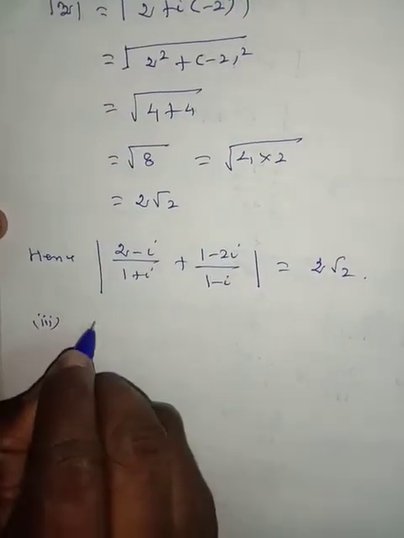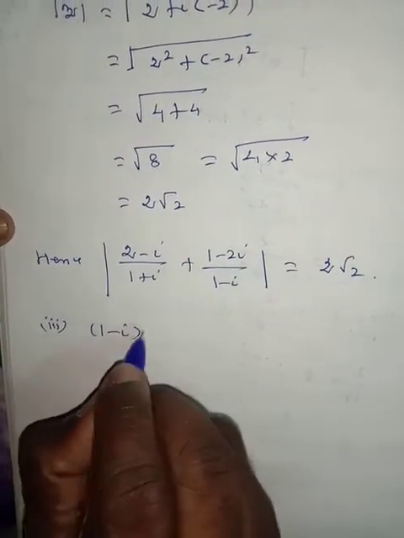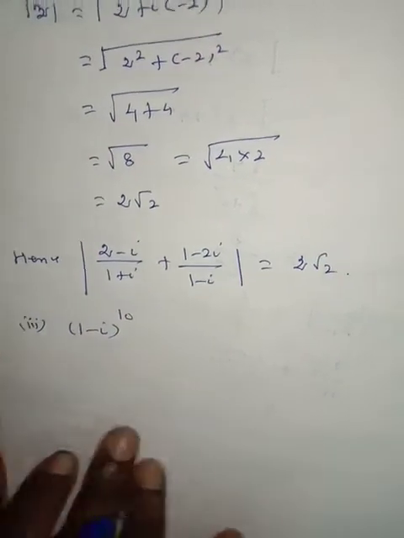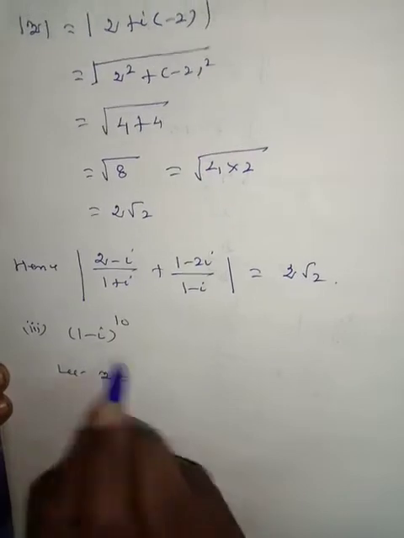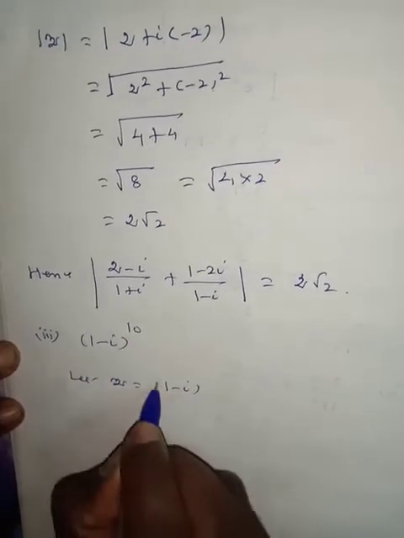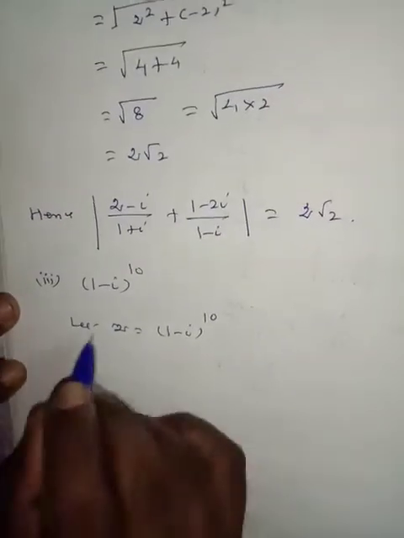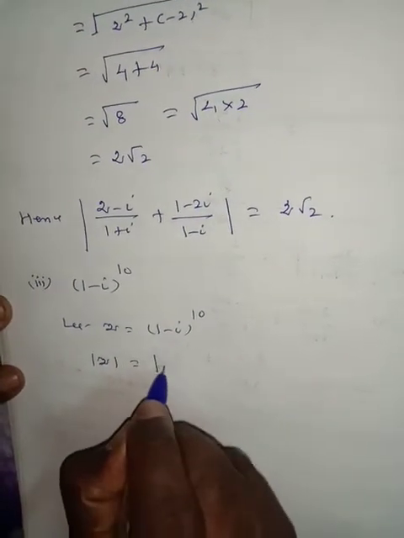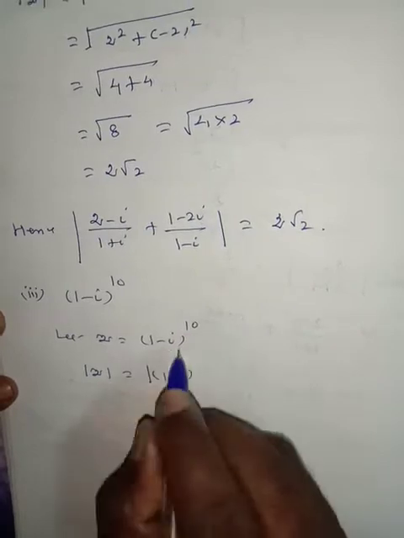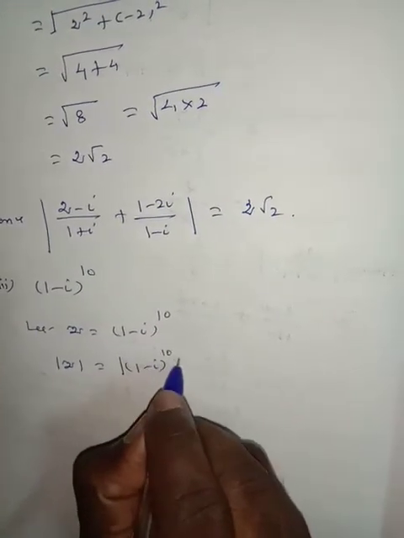And the modulus of (1 minus i) whole to the power of 10. Let Z is equal to (1 minus i) whole to the power of 10. Mod Z is equal to modulus of (1 minus i) whole to the power of 10.